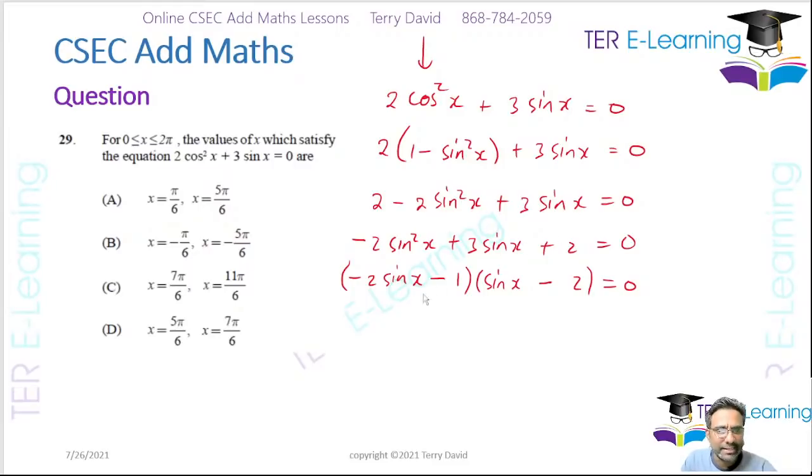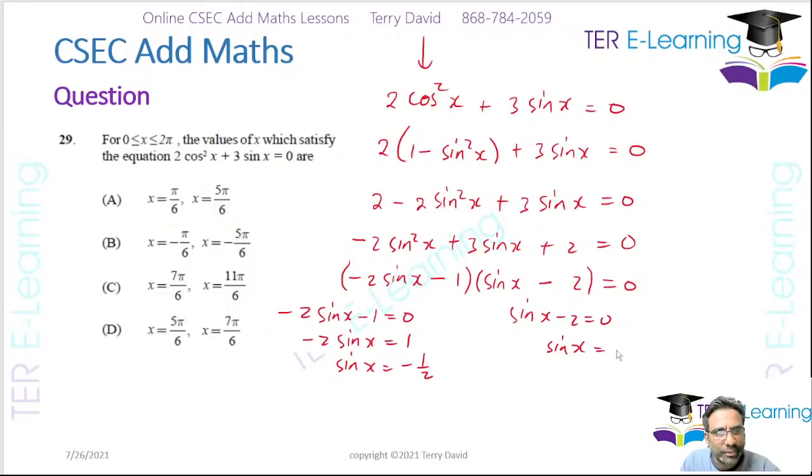Yeah, so as that is factorized, what we'll end up with is minus 2 sine x minus 1 equals 0. So minus 2 sine x is equal to 1. Therefore, sine x is equal to minus a half. I'll work it out just now. The next one we have here is either sine x minus 2 is equal to 0, so sine x is equal to 2. You can't get that as a solution, so you have no solution for this.